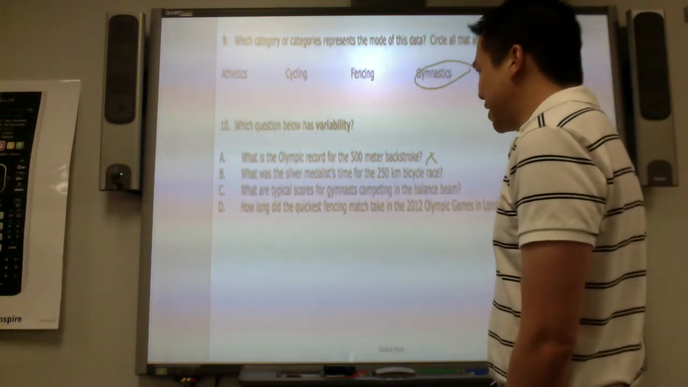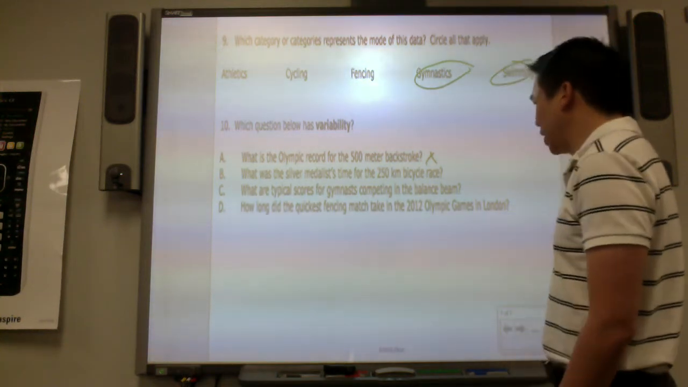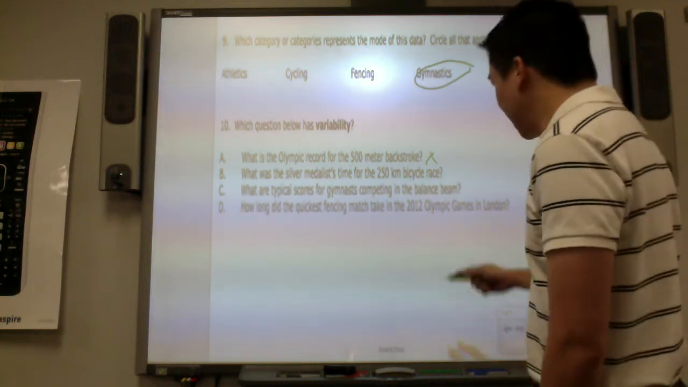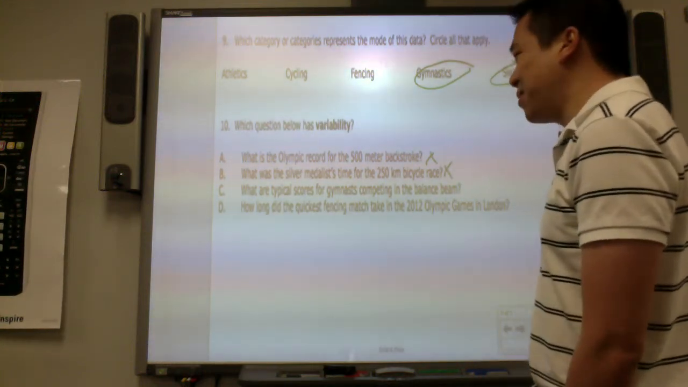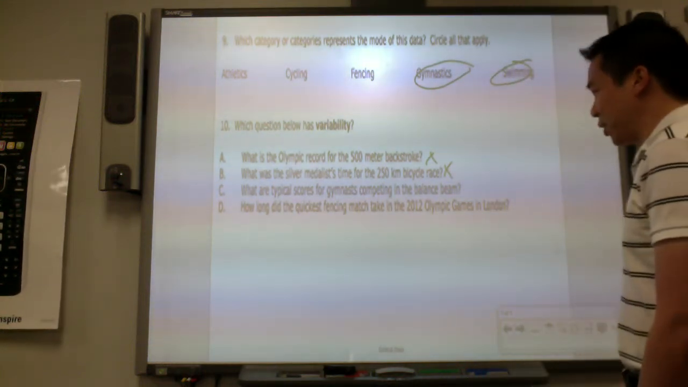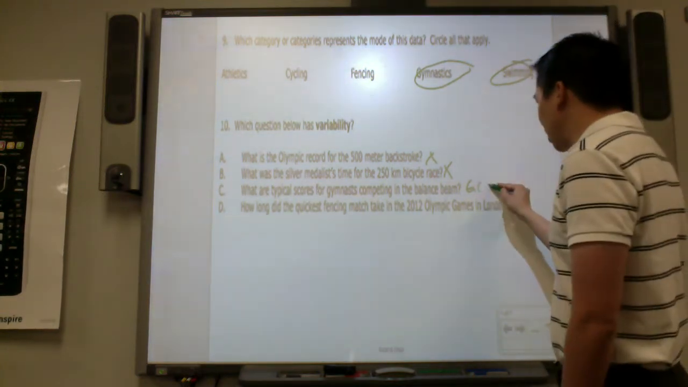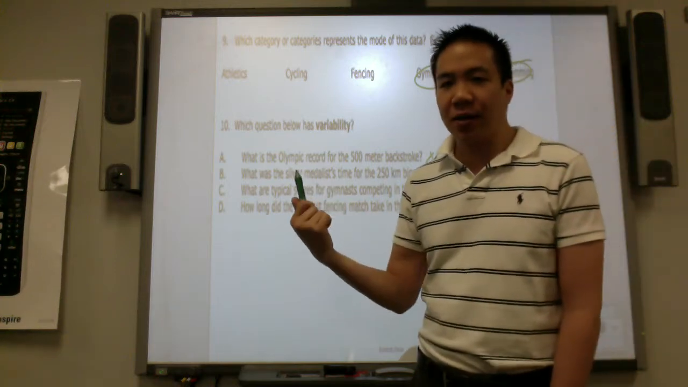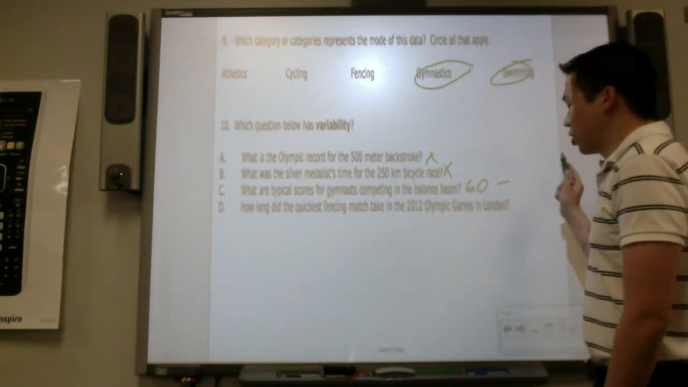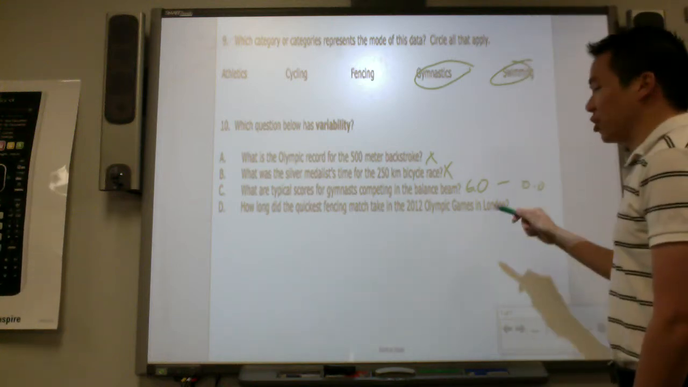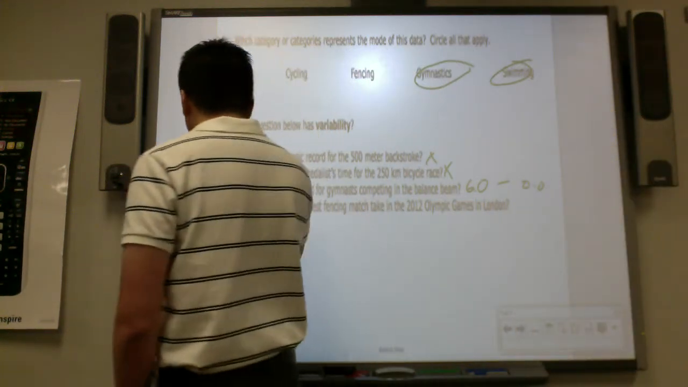What was the silver medalist time for the 250-kilometer bicycle race? I don't know. 50 seconds? A minute? Nope. What are typical scores for gymnasts competing on a balance beam? Well, if I'm not mistaken, it used to be that 6.0 was the highest. I think they changed the score in gymnastics. I guess if the girl fell, she'll get a 0.0. So it's a lot of different scores. So I think it's C, possibly.